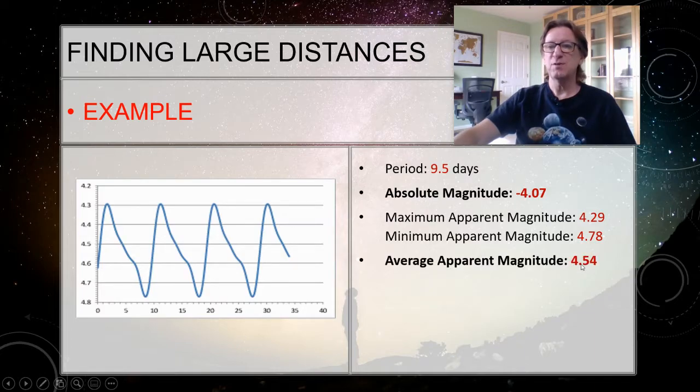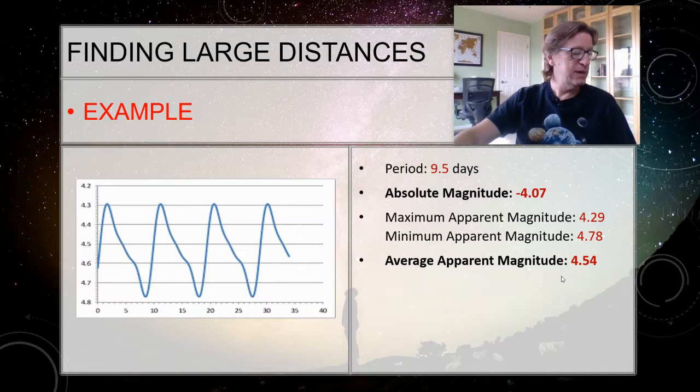All right, when I take the average, I get 4.54. Now here's a tip. It will always be halfway in between these two. So if you get an average that's not in between these two numbers, you did something wrong. Go back and fix it. So this is my little m. My little m is 4.54. My big M is negative 4.07.